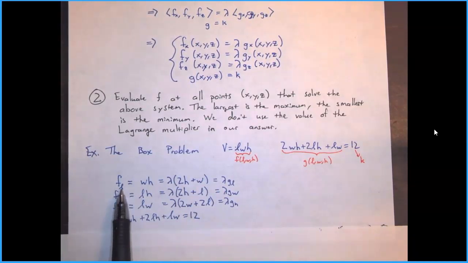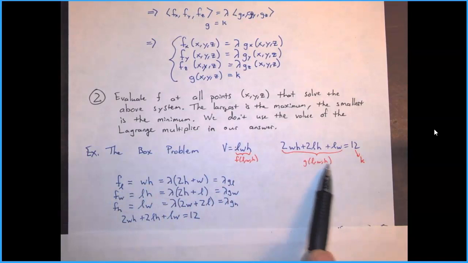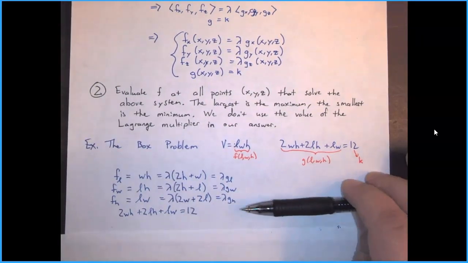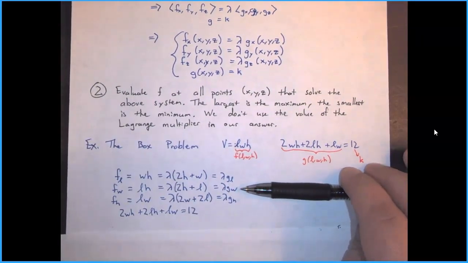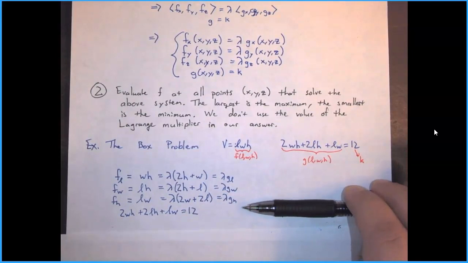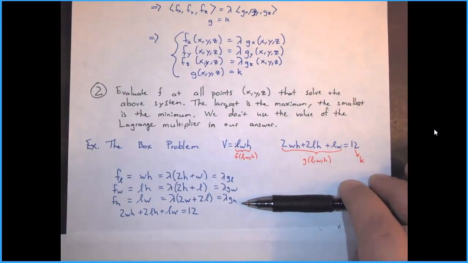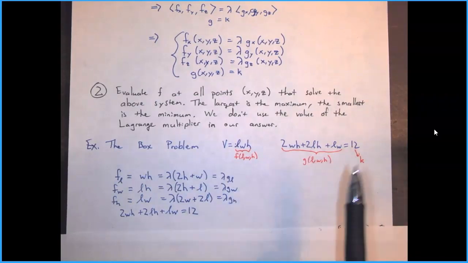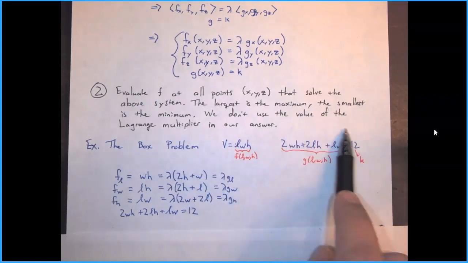So if I take a partial derivative of f with respect to L, I get WH. A partial derivative of g with respect to L, I get 2h plus w. That gets multiplied by lambda. That's the first equation. The second equation comes from doing the same thing with taking partial derivatives with respect to w. The third equation comes from doing the same thing with partial derivatives with respect to h. And the last equation is exactly the constraint itself. So it's exactly this equation here.